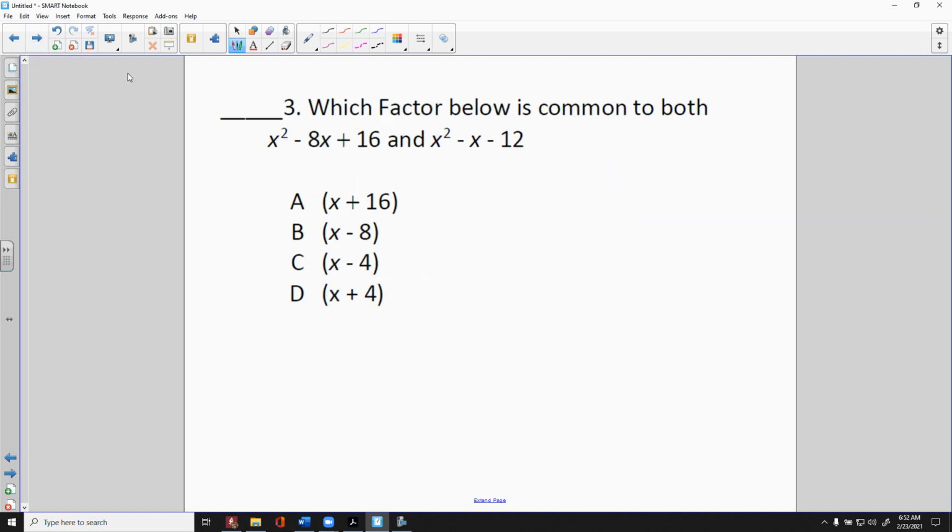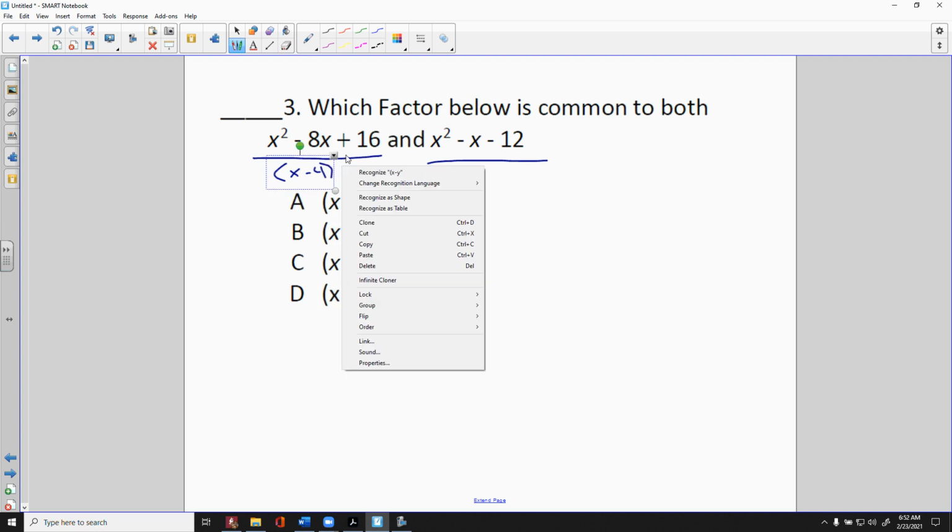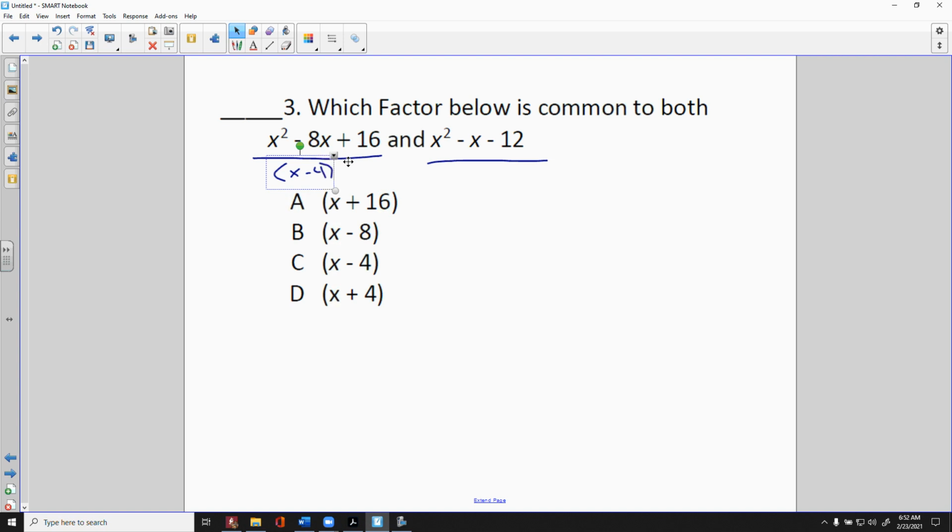All right, so the same question in number 3, but now we have two different trinomials, so factor them both. Right? But when I look at the first, x squared minus 8x plus 16, well, 16 is a perfect square. So I know right now it's a perfect square trinomial. x minus 4 and x minus 4, that would be my factors.